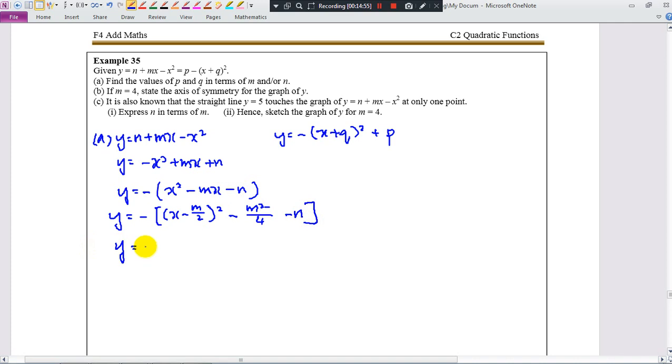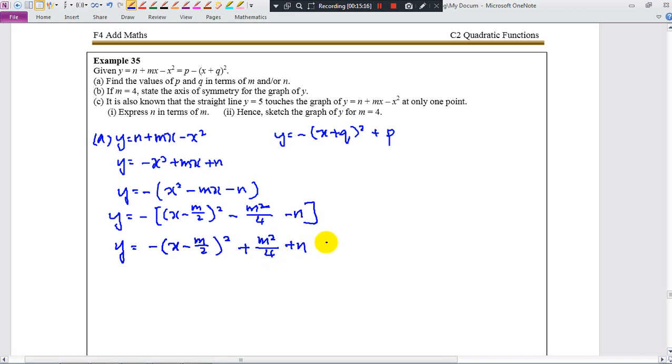Okay, so I bring the negative in. So it becomes positive m squared over 4. Negative, negative, positive, negative, negative, positive.